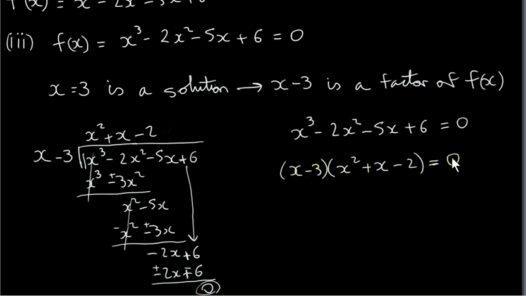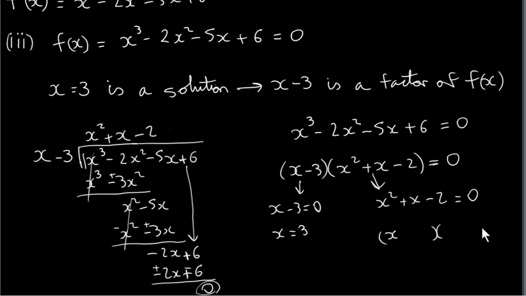And because the product is 0, it means that we put each factor equal to 0, so we get x minus 3 equals 0. That leads us to x equals 3. We already have this solution. We put the other factor equal to 0 because the product is 0. We solve this equation. You can use your minus b formula, or you can factorize it. I'm going to factorize this because I think it has factors.